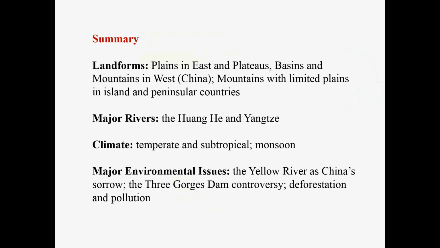In terms of climate, we see that most of East Asia has temperate and tropical, subtropical climate. In terms of major environmental issues, we mainly focused on the Yellow River and the Three Gorges Dam in the Yangtze River basin. Also, we talked about deforestation, air pollution, and the pollution problems in East Asia.